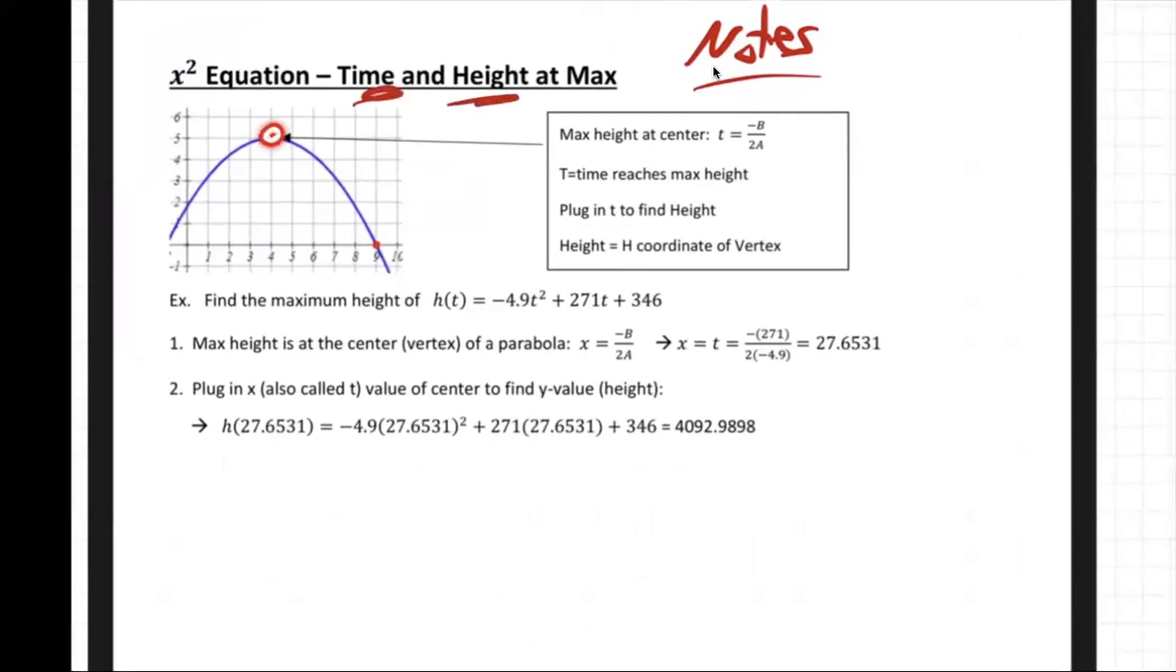So how do you find this right here? The max is at negative b over 2a. Remember that? That's the center, the vertex of a parabola. And normally we say x equals negative b over 2a. In this case, t is x, the t-axis, so t equals negative b over 2a. So the max height is the center, the vertex of a parabola.